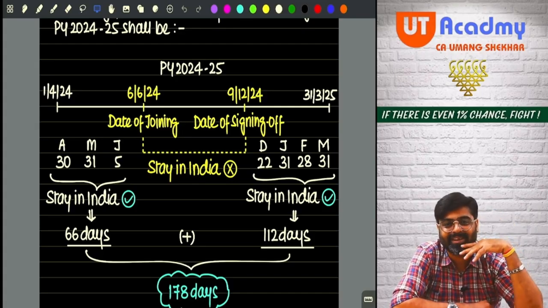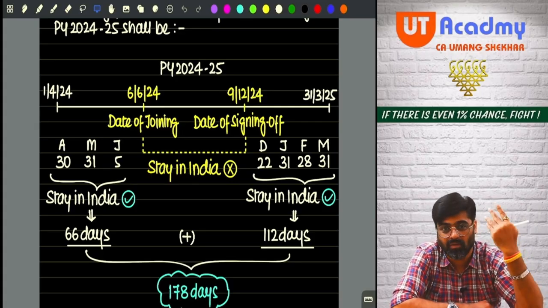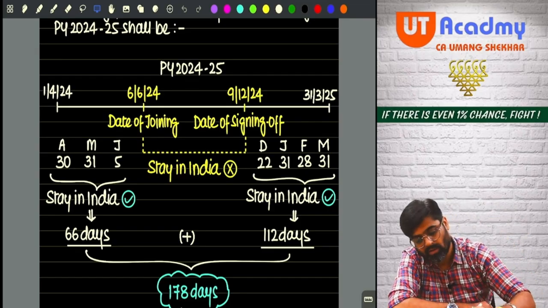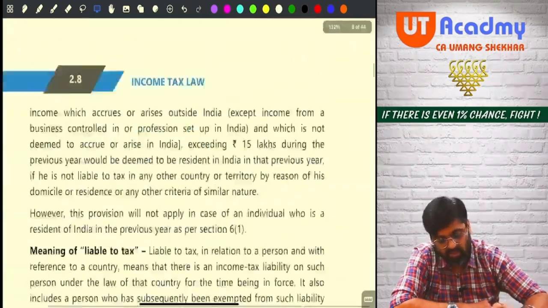How to determine the residential status in different cases? We'll solve the maximum possible questions. Yes or no? Come on. Let's come to question number 2 now.